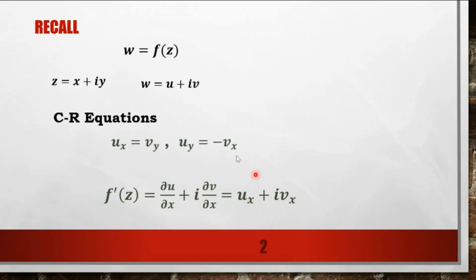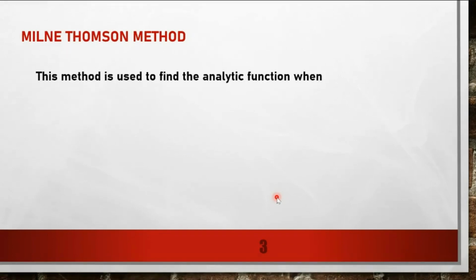We have seen how to check that the function is analytic, and we have also seen, if the function is analytic, how to calculate the values of the constants, etc. Next we have the Milne Thomson method, which is used to find the analytic function.